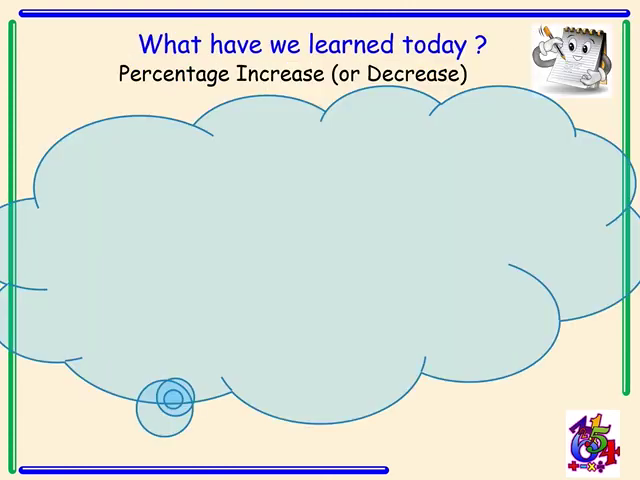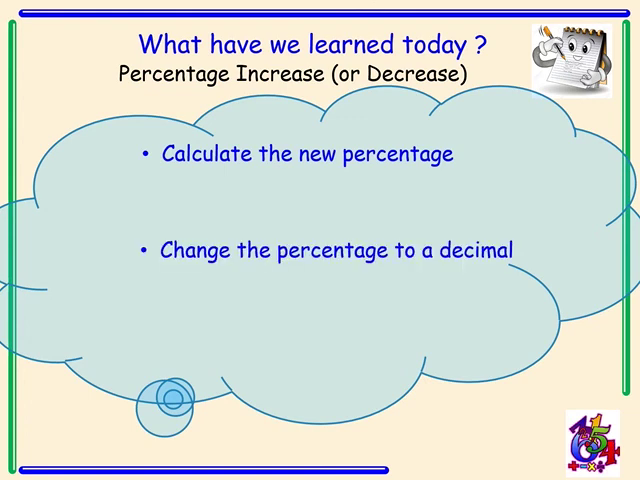So what have we learned today? Today we've looked at percentage increase or decrease. And to do this, we need to always calculate the new percentage. If it's an increase, we add it on to 100. If it's a decrease, we subtract it from 100. We change the new percentage to a decimal. We insert the calculation into our calculator, and finally we round if we're required to.